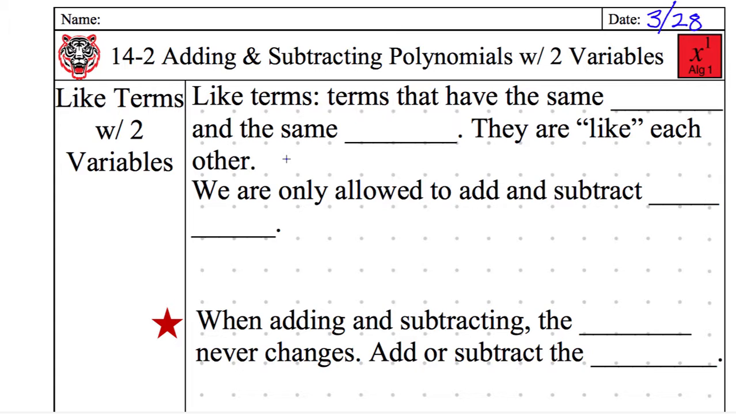Oh man, Cohen. Yeah, go for it. Ow. Go for it, Cohen. The same variable. And the same what? Gunner? Number. Not quite. Exponent. Exponent, there it is.